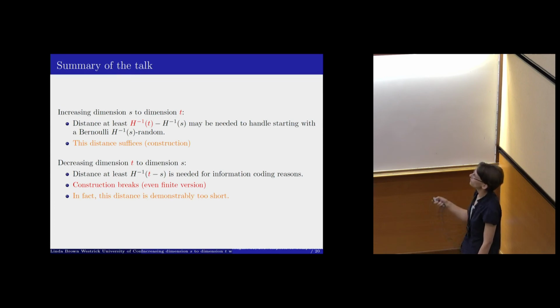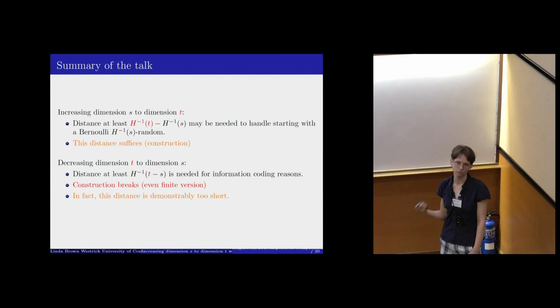And then here I've just copied what we don't know about decreasing dimensions. I just wanted to make one more comment about decreasing the dimension, which is that this distance, in the construction that we saw at the very beginning, broke because the finite version of the theorem wasn't true. And the finite version of the theorem fails so badly that you can make an infinite example that also fails so badly. So this is definitely not the distance that you need in order to decrease information in general.